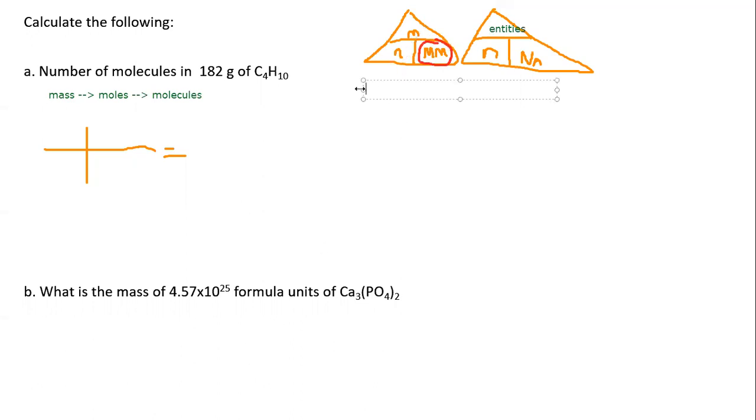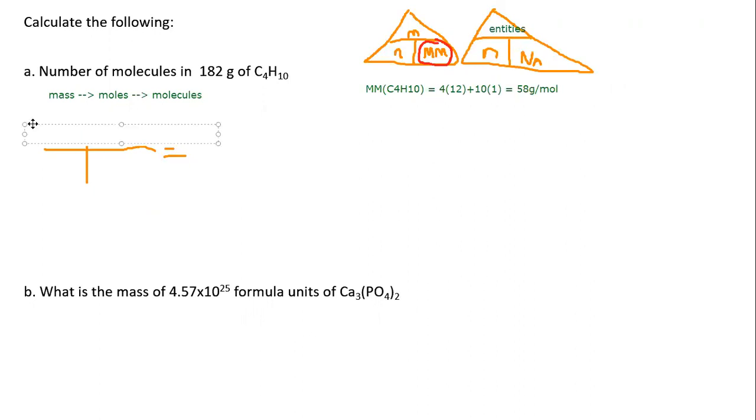So the molar mass is C4H10. We have 4 carbon. Each carbon is 12. You can use 12.01 if you like. We have 10 hydrogen. Each hydrogen is 1. So that's 58 grams per mole. So 1 mole of C4H10, which is referred to as butane, is 58 grams.